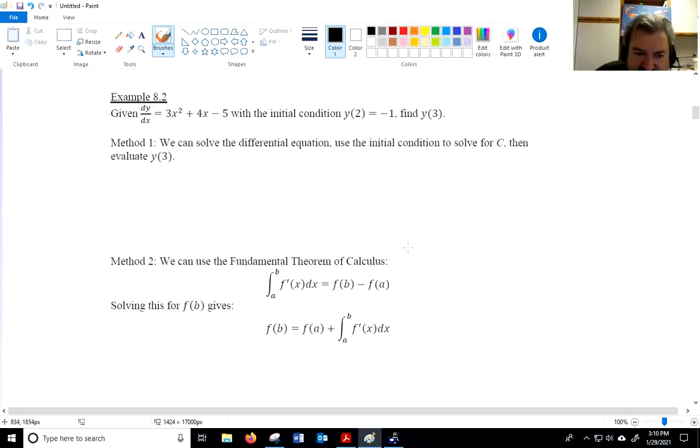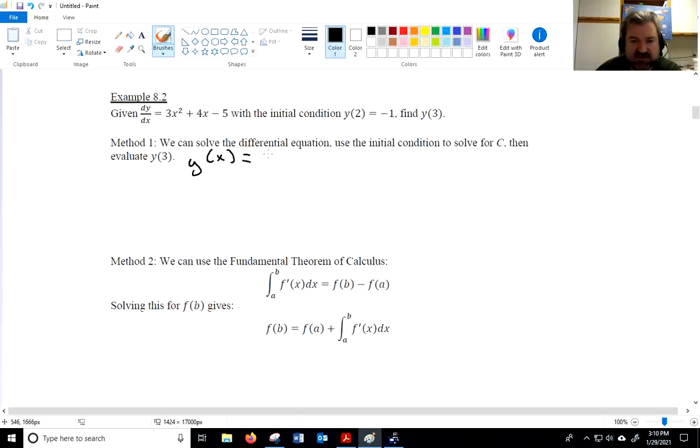All right, let's take a look at this next one. We're given that dy/dx is equal to 3x squared plus 4x minus 5 with the initial condition of y of 2 equals -1, and we're asked to find y of 3. Well, there's a couple different ways we could do this problem. We need to find y of 3, so let's find the equation for y and evaluate at 3. This is kind of the way that we would do it based on what we've been doing so far in this unit.